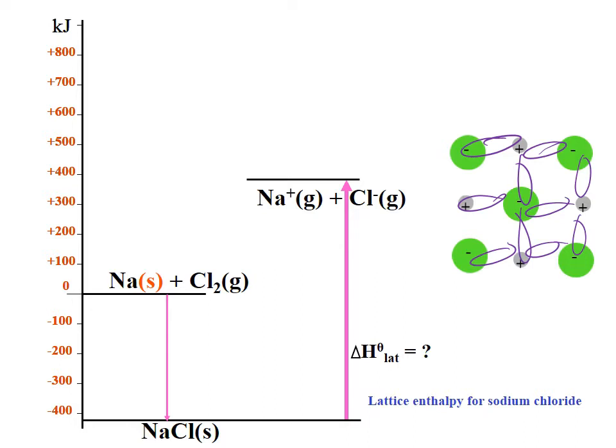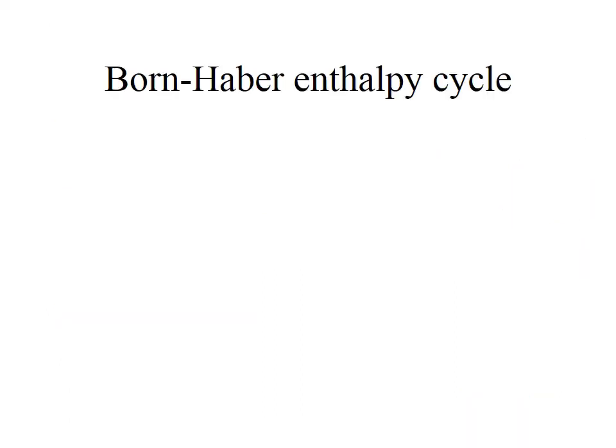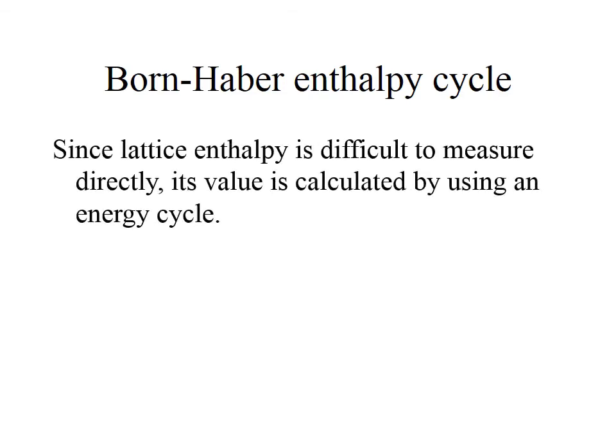So how do we solve this then? This is called the Born-Haber enthalpy cycle. Since the lattice enthalpy is difficult to measure directly, its value is calculated by using an energy cycle, just like Hess's law. And the Born-Haber cycle is just this specific one, looking at lattice enthalpy.